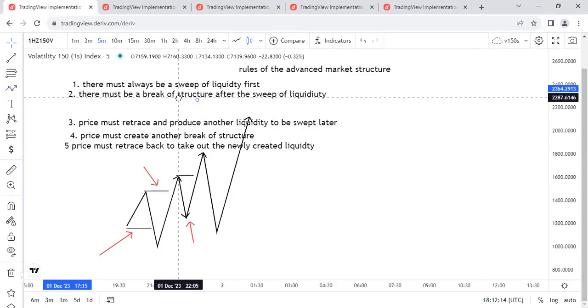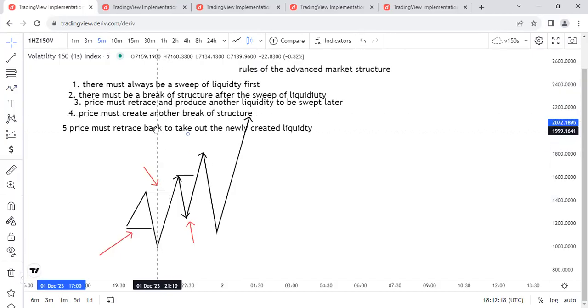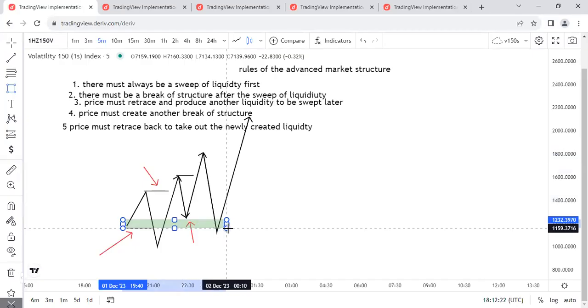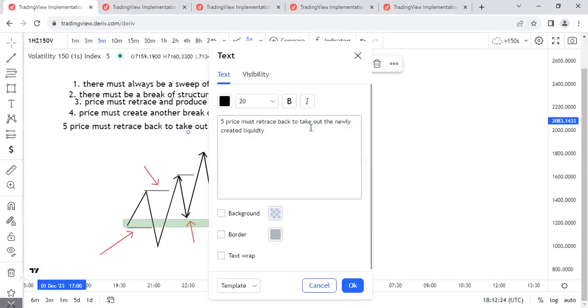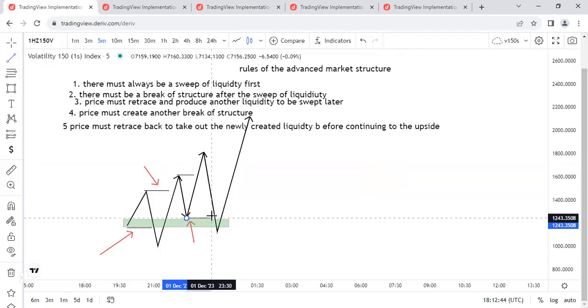We have just 1 minute left. Are you guys seeing? These rules are very important. Please note it down. Price must take out the newly created liquidity before continuing to the upside. We don't have much time left. Simple, that is it. I swear, this is it.